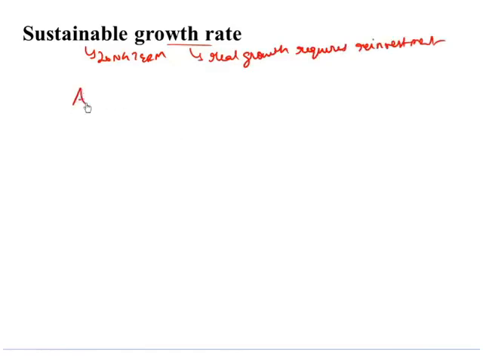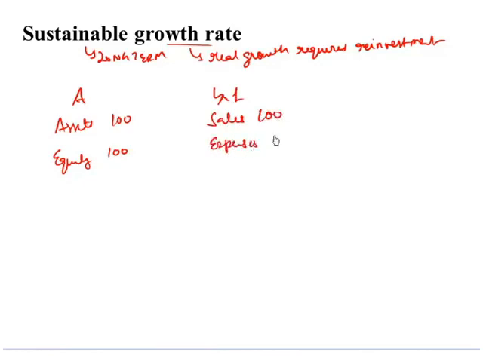Let's assume there is a company A with assets of $100 funded entirely by equity of $100, and in the first year of operations the company does sales of $100. All expenses and taxes total $50, giving us a net profit of $50. Now we know that the entire net profit theoretically belongs to the shareholders.